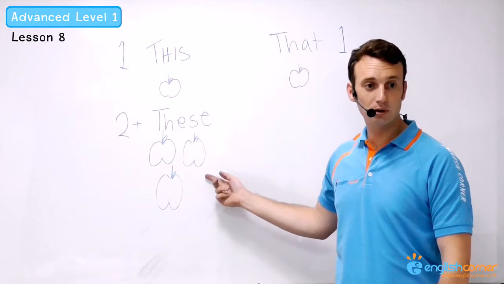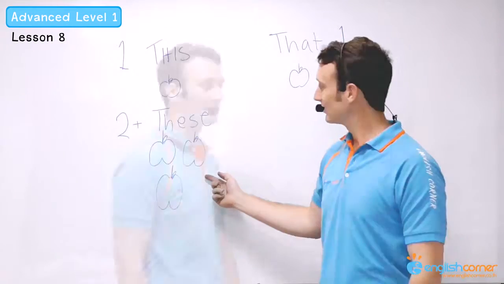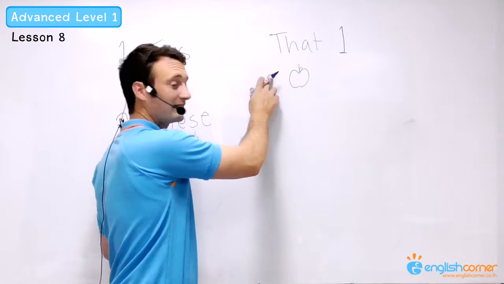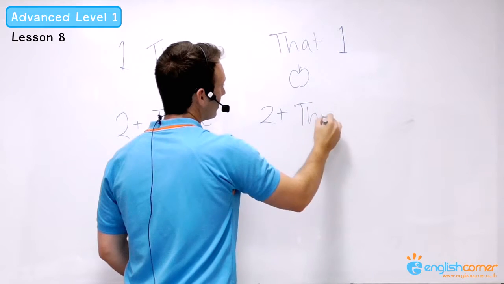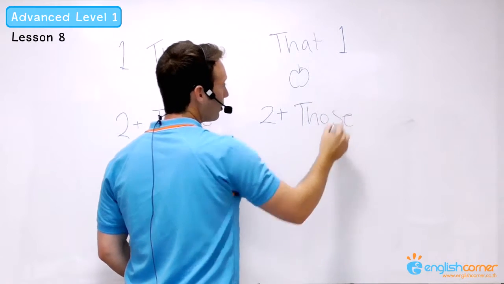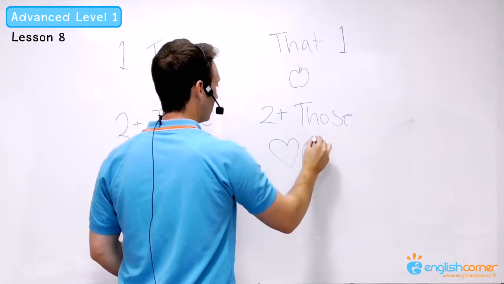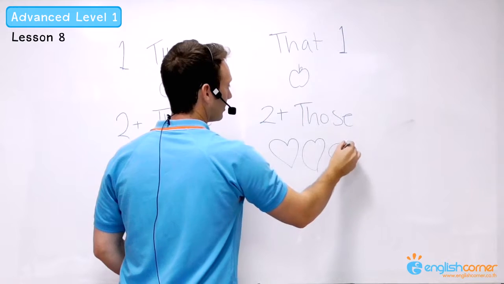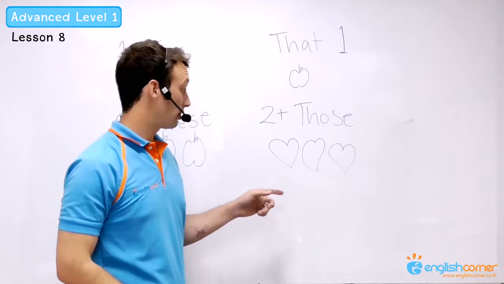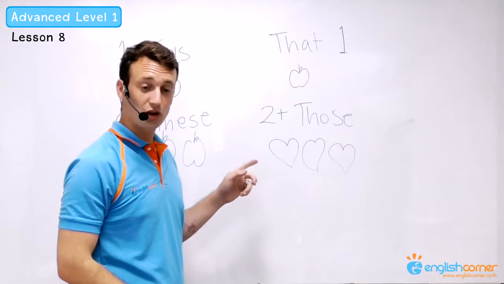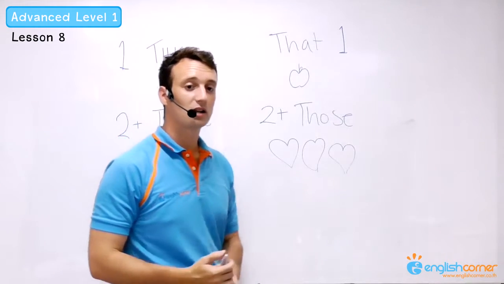These apples are blue. I don't like blue apples. Okay? And then for two or more, we say those. So on this side, we'll draw some ugly hearts. Okay? So, those are hearts. Those. Can you repeat those? Those. Very good.